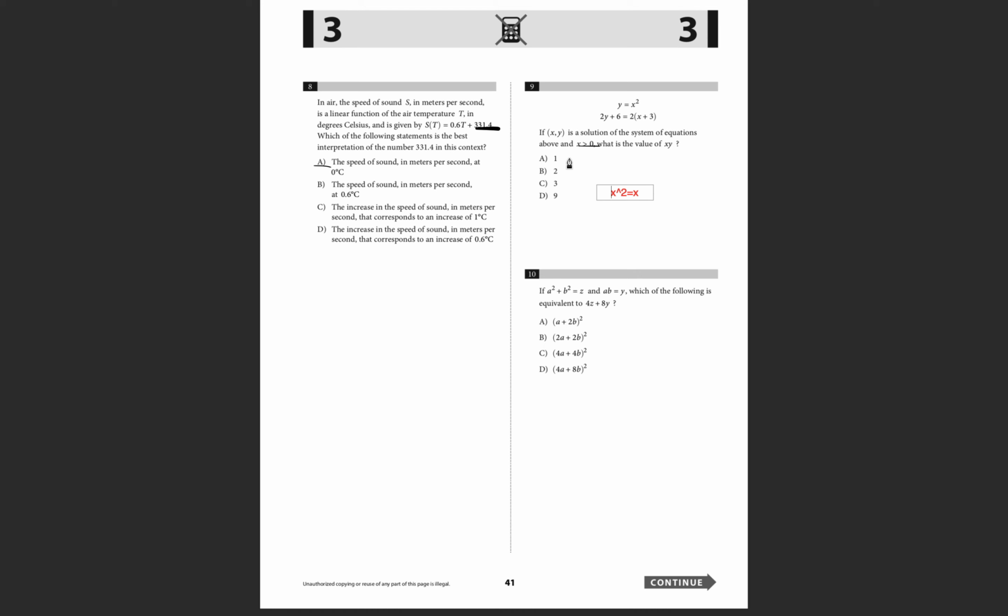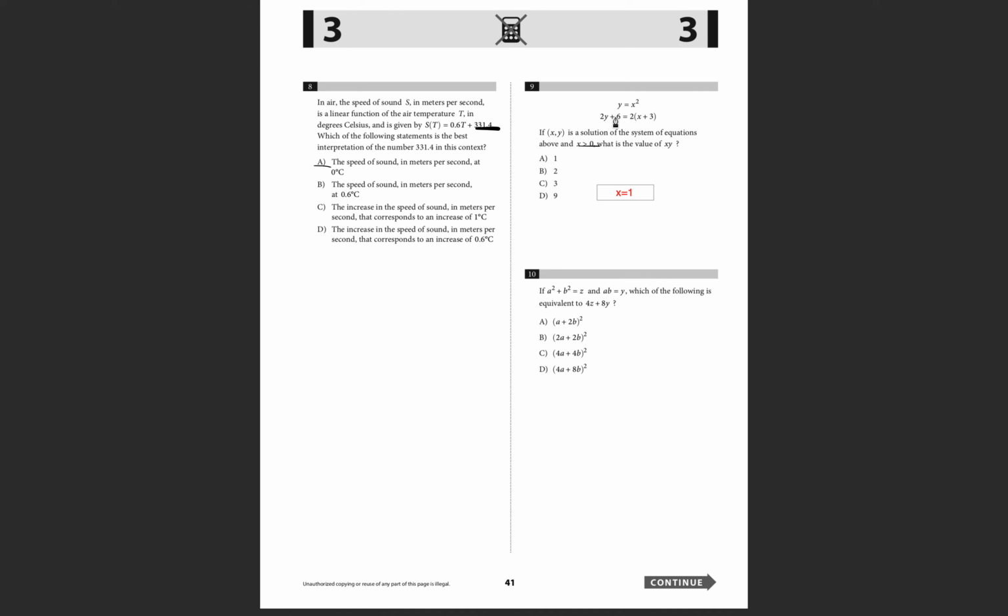So it says x has to be greater than 0. So here 0 cannot be an answer. So the only answer is x equals 1. And plug this back into the first equation, we get y equals 1. And x times y equals 1 times 1, which is also 1.